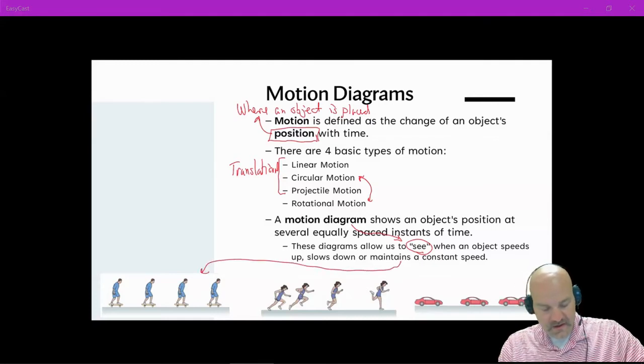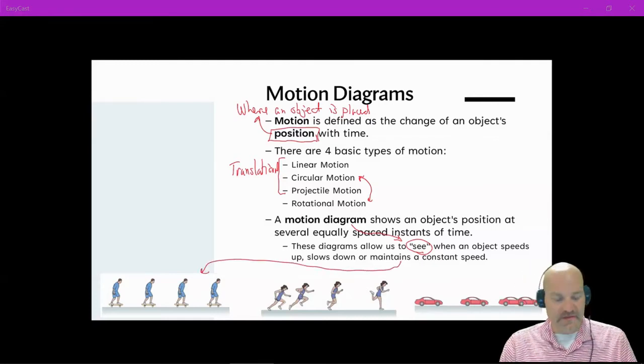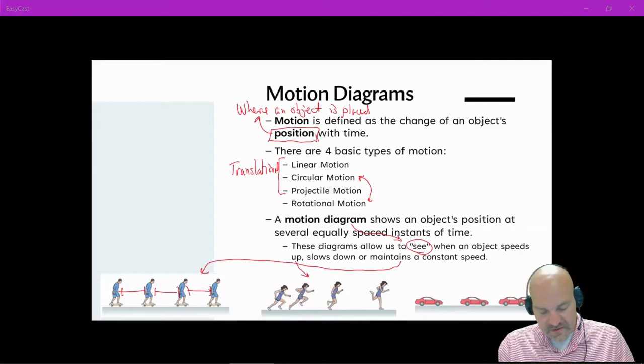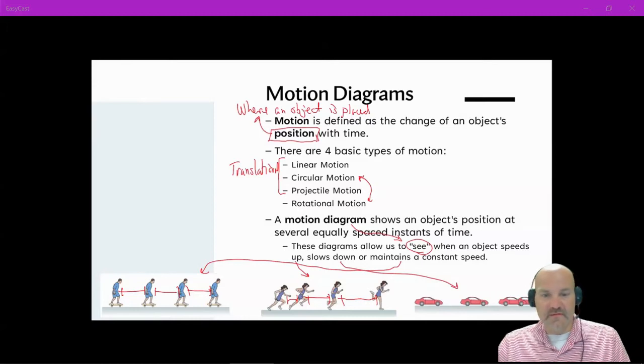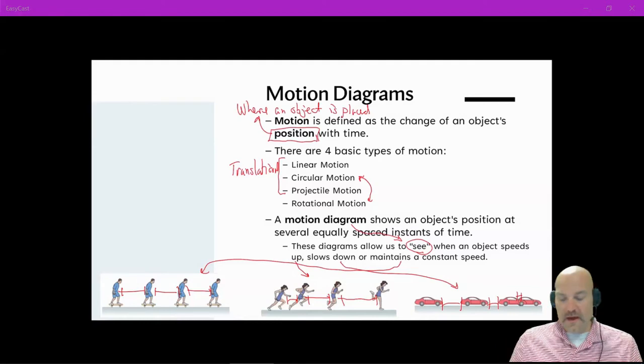For constant speed, you'll see that the intervals are evenly spaced. The distance from here to here is the same, from here to here is the same, and from here to here is the same. When it speeds up, the spacing gets larger. This distance is smaller than this distance, which is smaller than that distance. When it slows down, it's the opposite. This distance will be greater than the previous distance, and so forth.